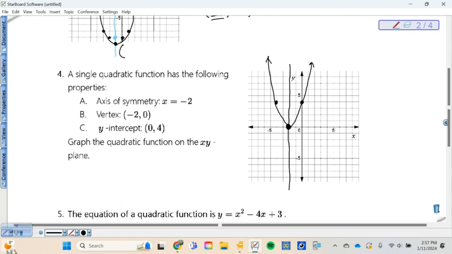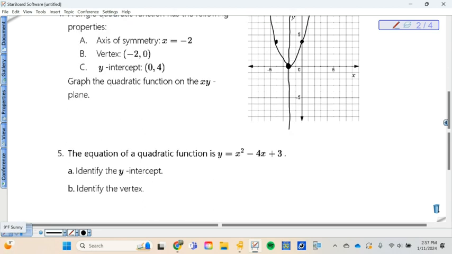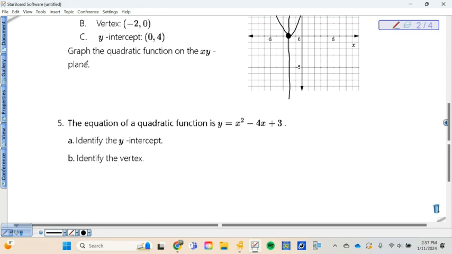What form is number 5 in? Yeah, standard or general form. Whatever name we gave it. We want to figure out the y-intercept. How do we figure out the y-intercept? Any idea? Look at that last one that we did.